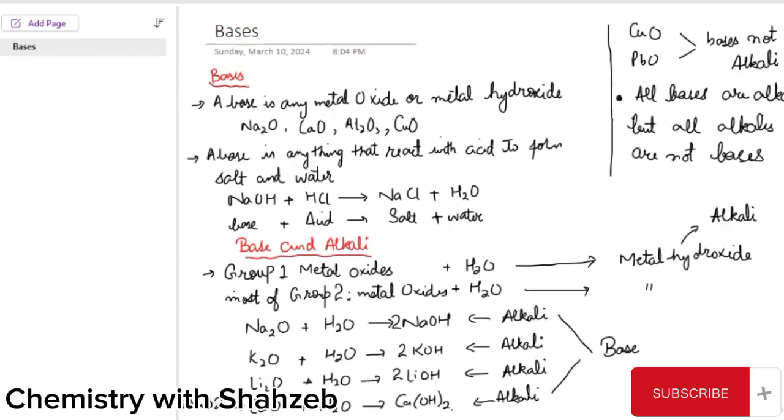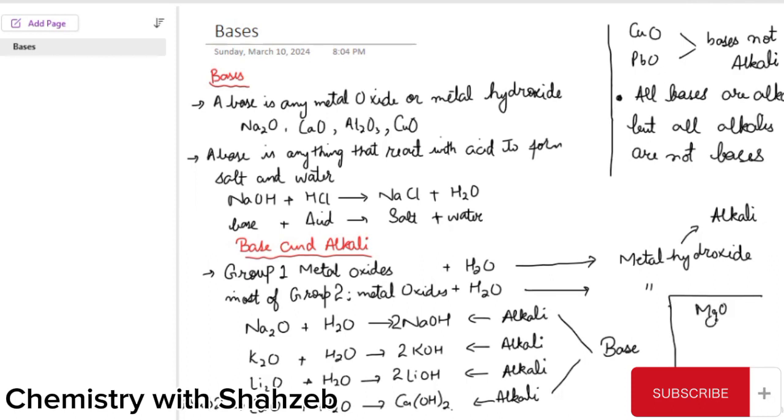Okay. So now it's quite clear for us to learn about this in detail: all alkalis are said to be bases, but all bases are not alkalis. For example, copper oxide is not soluble in water, lead oxide is not soluble in water. There is one more important example, which is magnesium oxide.